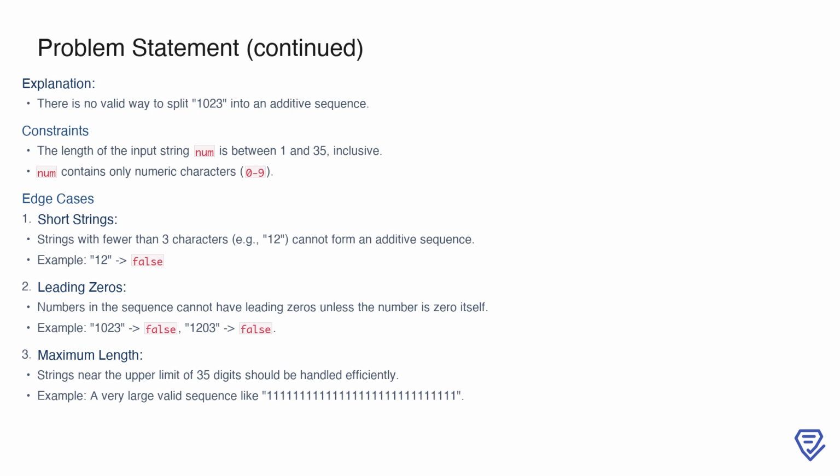Let's now discuss the constraints and edge cases. The input string will have a length between 1 and 35 characters and will only contain numeric digits. For short strings with fewer than 3 characters, such as 12, it's obvious that they cannot form an additive sequence because there aren't enough numbers to satisfy the additive condition. Strings with leading zeros, like 1023 or 1203, are also invalid because numbers in the sequence cannot have leading zeros unless the number itself is 0. Lastly, for longer strings near the upper limit of 35 digits, we must ensure our solution handles them efficiently, even when the sequence is valid.